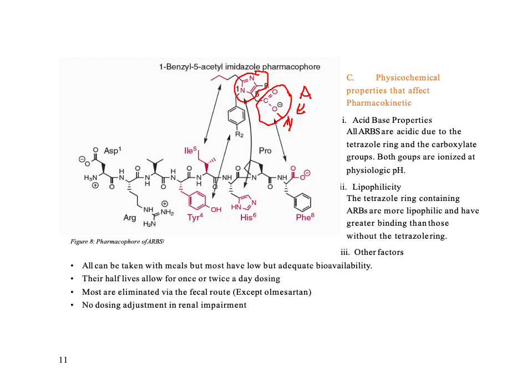Now, quickly here, these are not things that I will test you on, but it's good for you to know that they can all be taken with meals. Most of them have low but adequate bioavailability, so you can take it with food. Half-life allows for once or twice a day dosing. Most of them are going to be eliminated through the feces, and no dosing adjustment is needed in renal impairment. So this is just put here for your knowledge, but I will not quiz you specifically on these things. I will leave that up to the pharmacy practice part of the class.